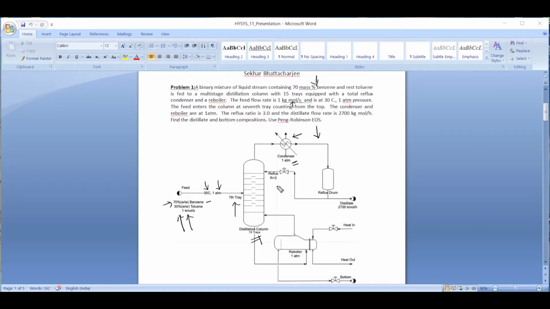The reflux ratio is 3. This has been defined already, and the distillate flow rate has also been defined, which is 2700 kilomole per hour. So this is the condition, and we have to simulate this particular distillation column. That means we want the different flow rates, the different compositions, and of course the performance of each tray, what will be the composition of each component in each tray. You can do everything using this simulation method. So with that, let's go to our simulation procedure.